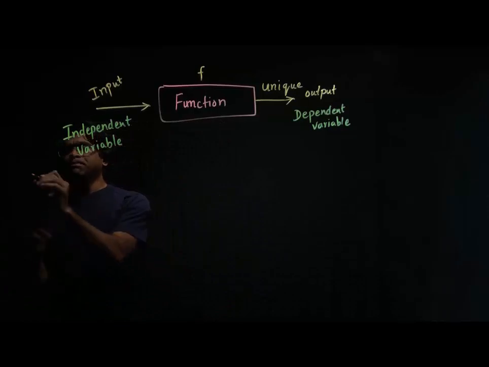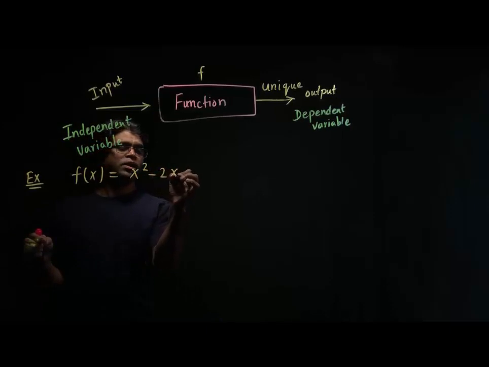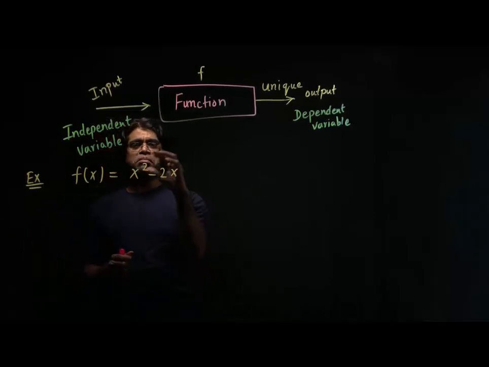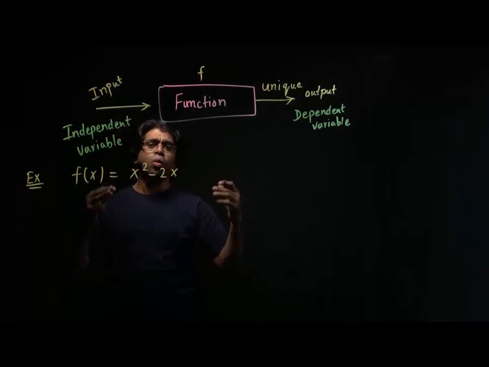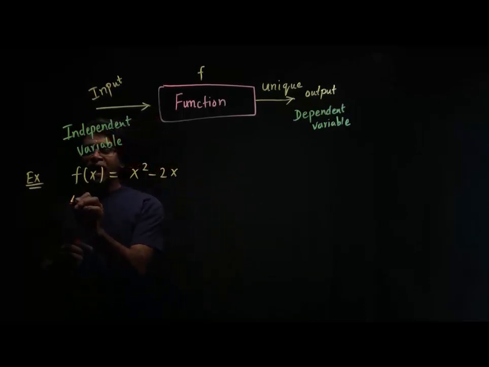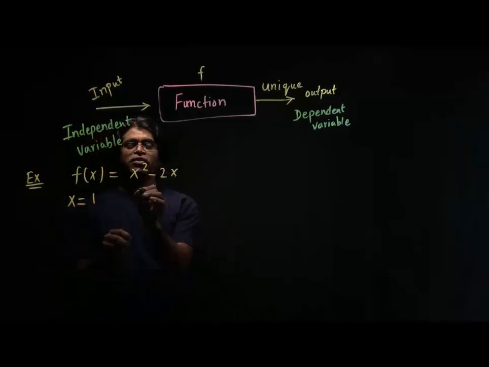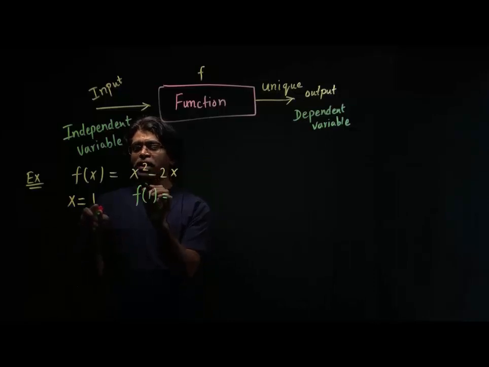So example is f of x is a function of x squared minus 2x. And what we can do, we can input any value on this one to get one particular, or I should say one unique value for each input. So if I say my value of x is equal to 1, then what will I do? I will try to find output, which is what? F of 1. So for each value of x, I'm going to replace by 1.